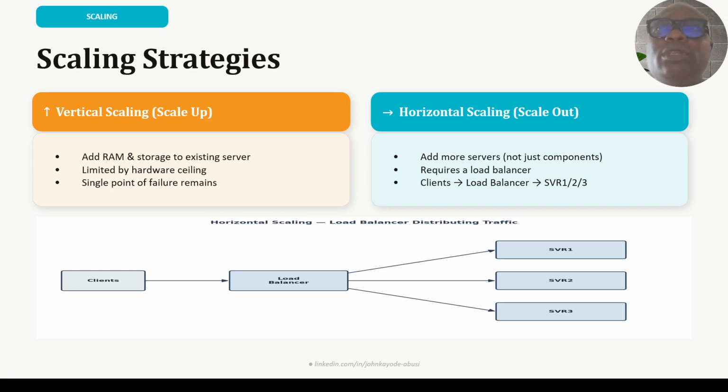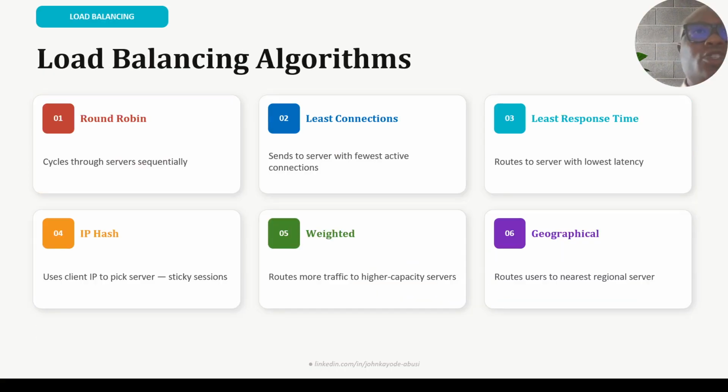But when you come to horizontal scaling, that is scale out. It means that you are adding more servers. You might have a 16 GB or 24 GB RAM server and 500 GB of storage, but you are adding multiple servers: server 1, server 2, server 3. If you look down here, you will see the client and the load balancer, with 3 servers. This is what we call horizontal scaling. Most of the time in the world we are in today, we do more horizontal scaling. So now let me talk about load balancing.